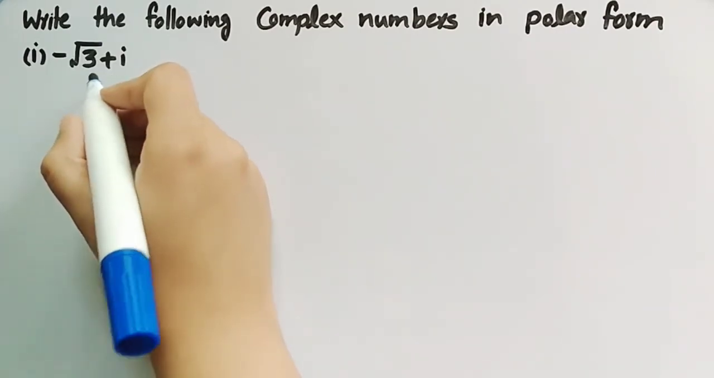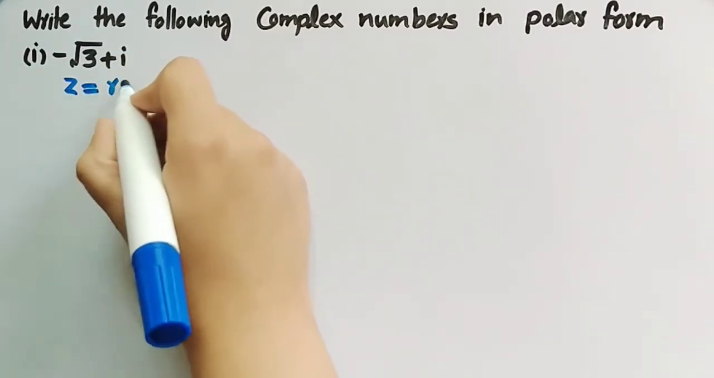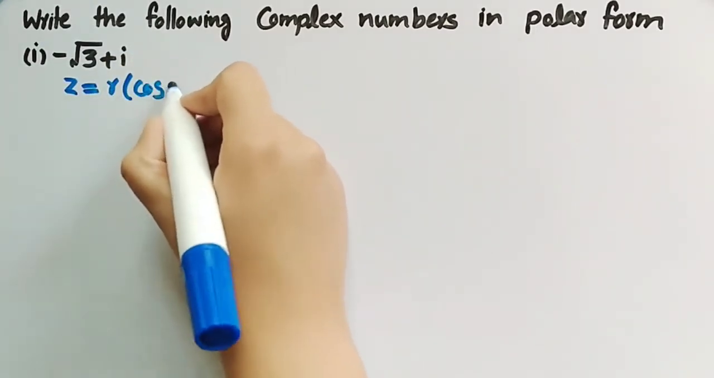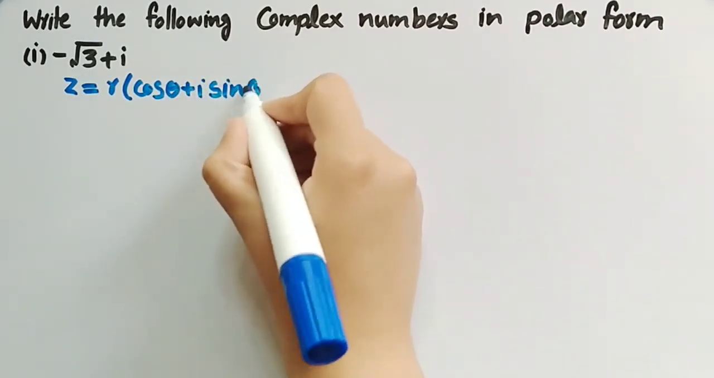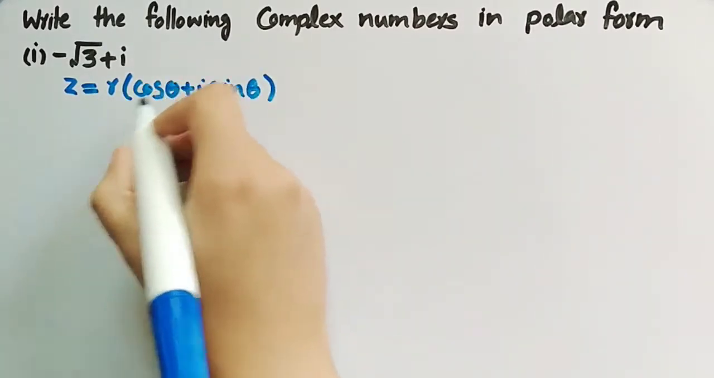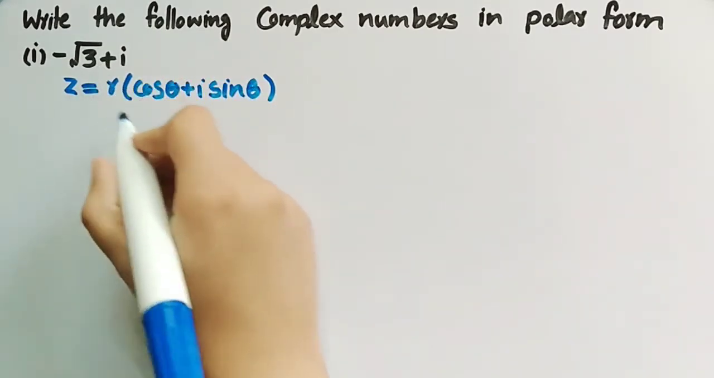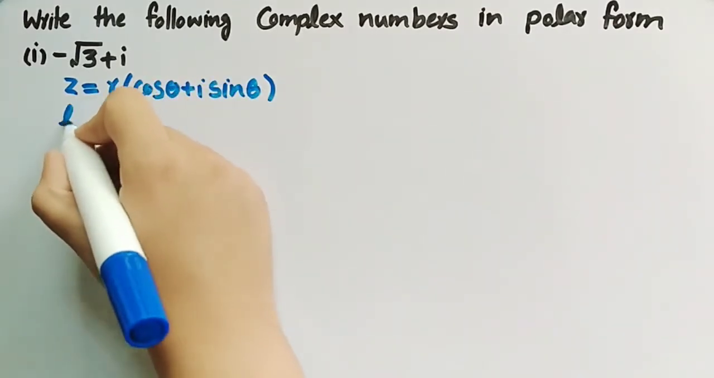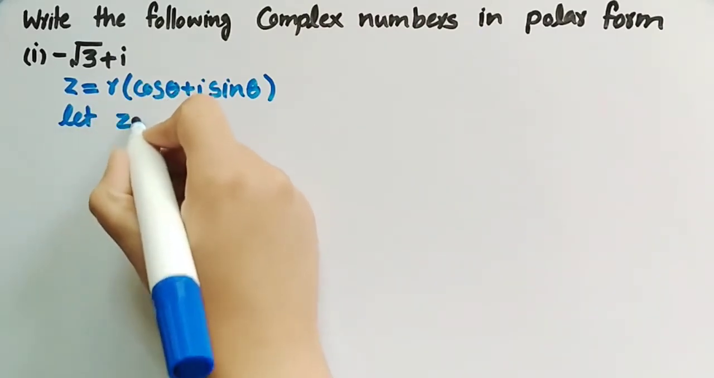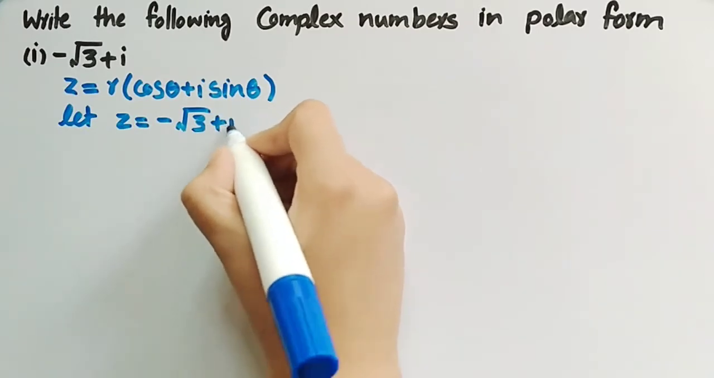We know that the polar form of any complex number z is equal to r cos theta plus iota sin theta. So we have to find the value of r and theta, where r is the modulus of the complex number and theta is the principal argument of the complex number. Firstly, let's consider z is equal to minus square root 3 plus iota.